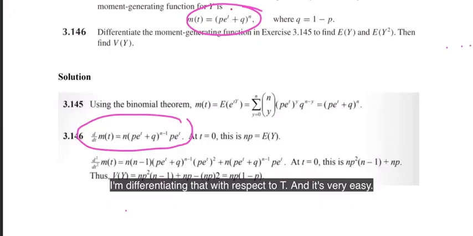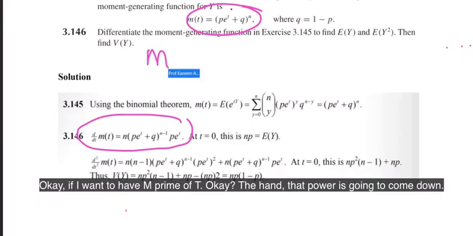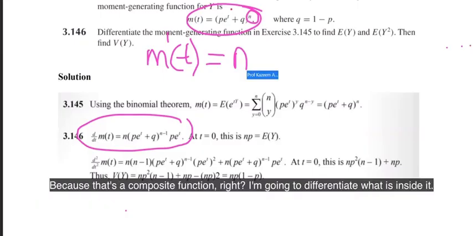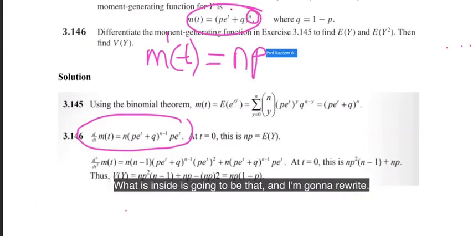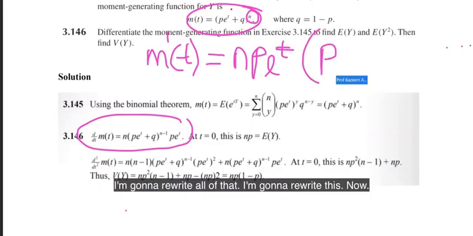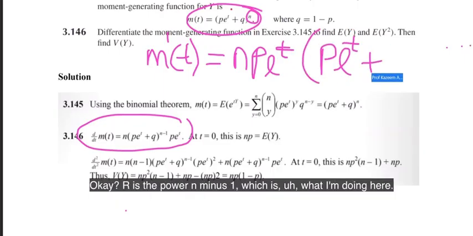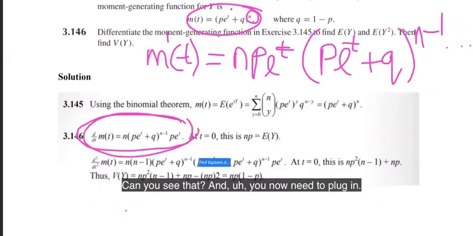And it's very easy. If I want to differentiate this now, if I want to have M prime of t, the n, that power, is going to come down because that's a composite function. I'm going to differentiate what is inside it. What is inside is going to be that, and I'm going to rewrite all of that to power n minus 1, which is what I'm doing here. Can you see that?